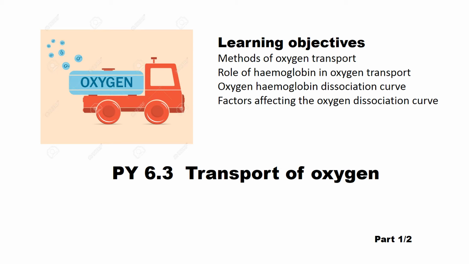Transport of oxygen. Our learning objectives will be to study the methods of oxygen transport, the role of hemoglobin in oxygen transport, the oxygen hemoglobin dissociation curve, and the various factors which affect the oxygen dissociation curve. This will be studied in 2 lectures. The first lecture will cover methods of oxygen transport and the role of hemoglobin in oxygen transport.